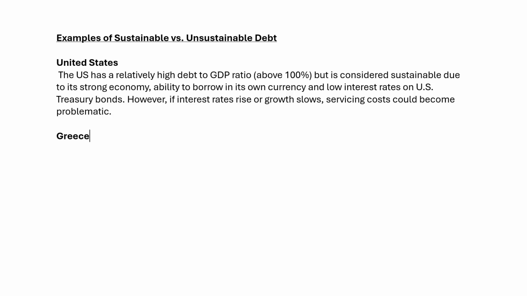Now, this is an example of, quote unquote, potentially sustainable debt. In the US, they do have high levels of debt, but because their economy is quite strong and they've got low interest rates, this might mean that their debt serviceability is not really that negatively affected, but they are at risk should interest rates rise. The other example I can think of for unsustainable debt would be what happened in Greece during the European debt crisis.